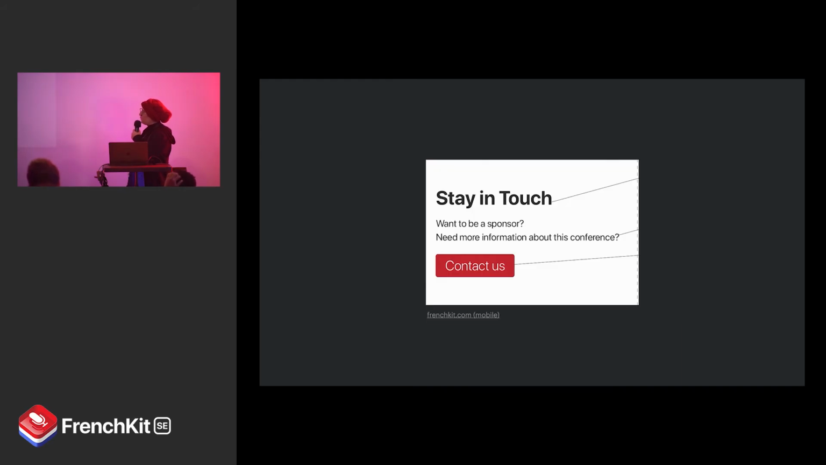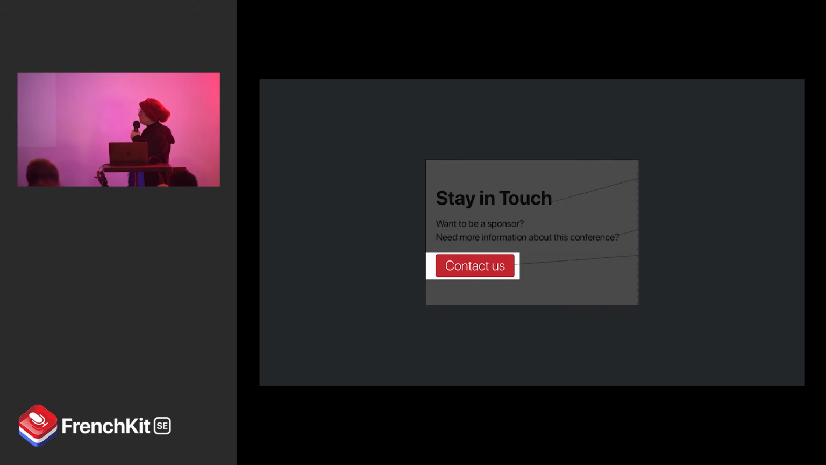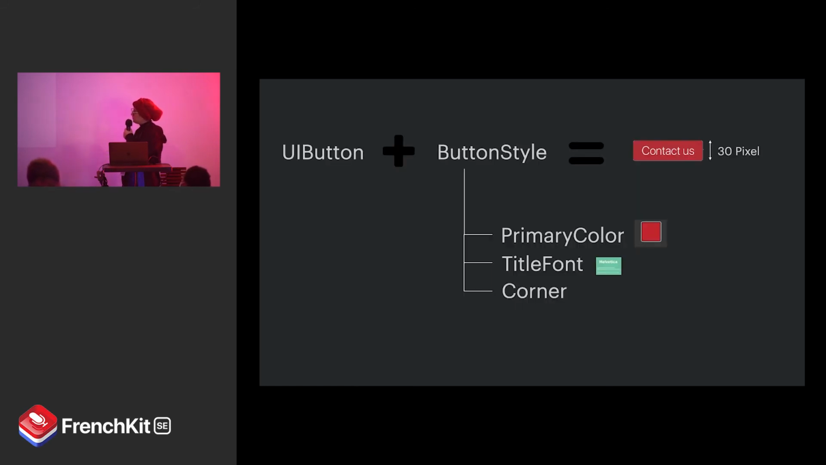Here again, I will use the FrenchKit charter. I will try to implement my first component as a button atom. So if you apply the previous rule to this button, we can see that this button is composed of a UI button and a button style. So this button style is composed of a primary color, a title font, and a corner. This is what we call particles.